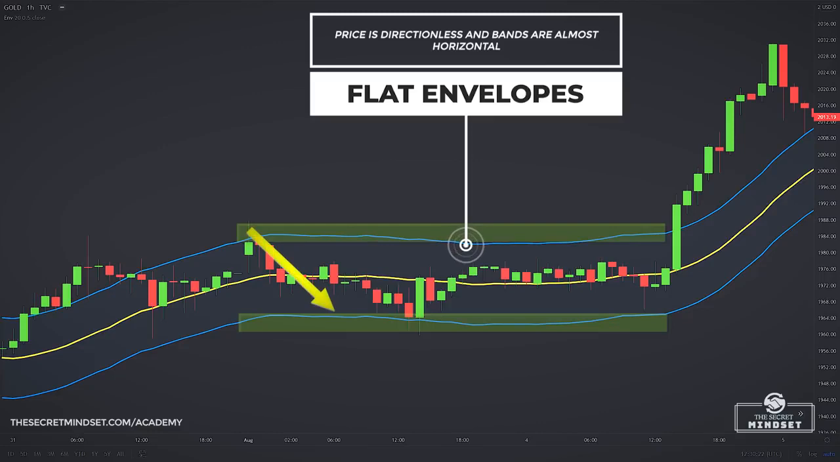Observe how the upper envelope acts as a strong resistance level. Whenever price traded near the upper envelope, price would fall back down. The same with the lower envelope. Observe how it acts as a strong support level. Whenever price traded near the lower envelope, price would bounce back up.